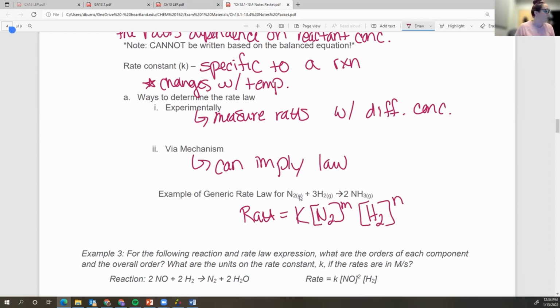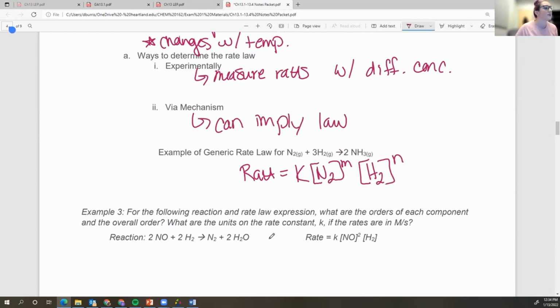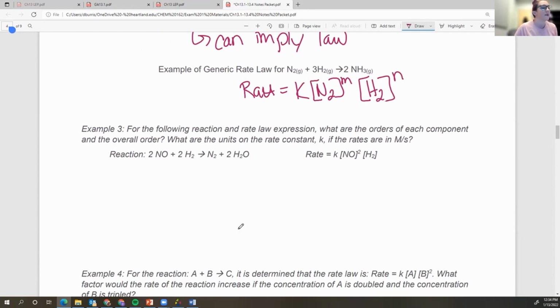So I'm going to help you guys out with example number 3 here. For the following reaction and rate law expression, I gave you the reaction and I gave you the rate law. Notice the coefficients over here are 2 and 2, but this one is only second order with regard to nitric oxide and first order with regard to hydrogen. So again, we cannot carry those numbers over to figure out the orders. But I did give you the rate law, so I know for sure.